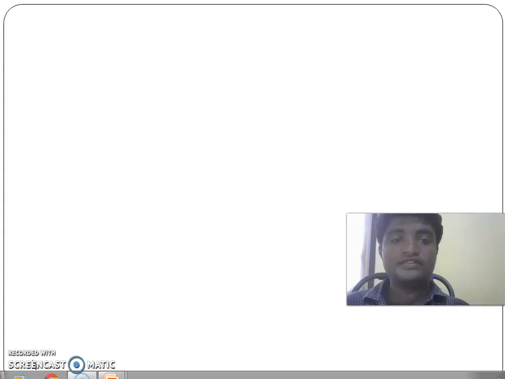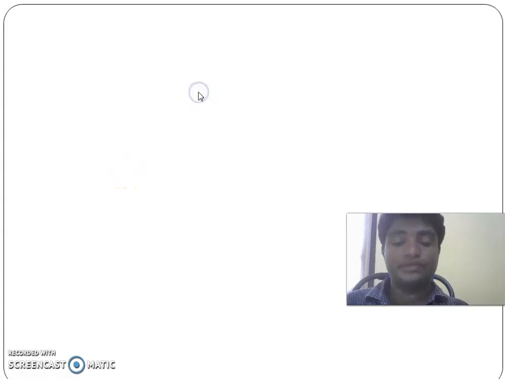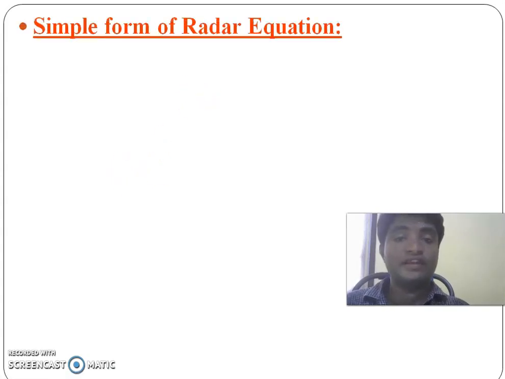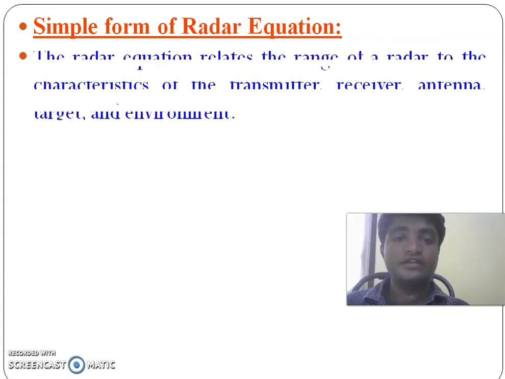In today's class, I am going to discuss the radar equation. The radar equation gives the distance between radar and target, and how the radar range is determined depending upon transmitter power, gain of the antenna, and effective area of the receiving antenna. All these parameters we can understand in the radar equation.